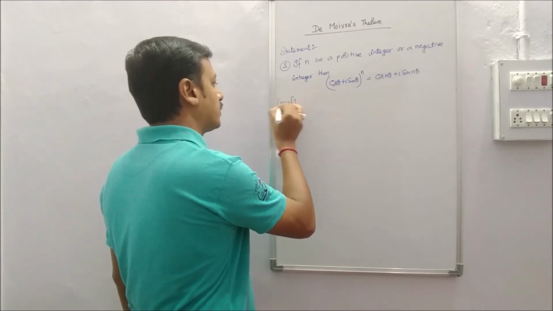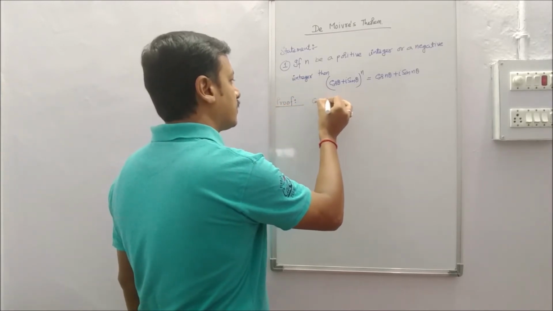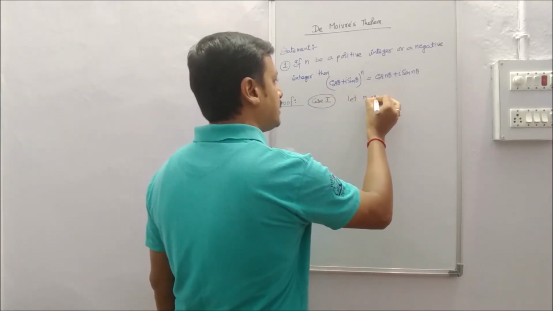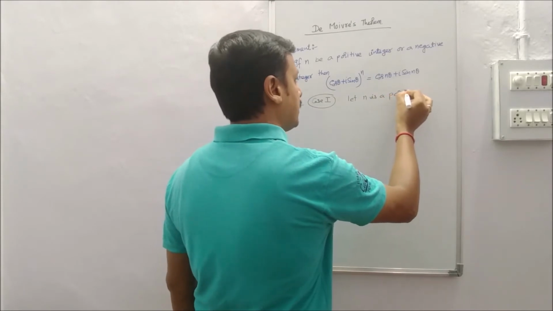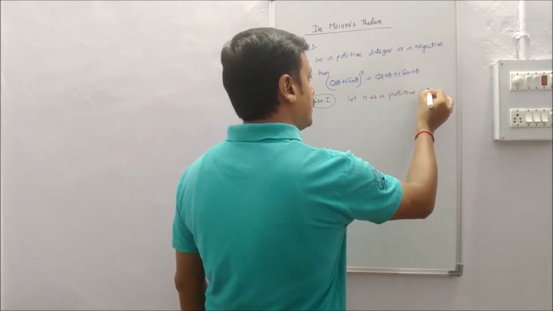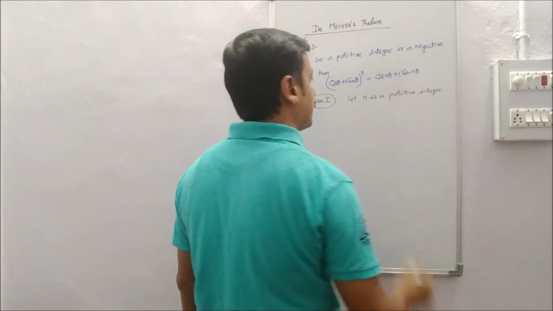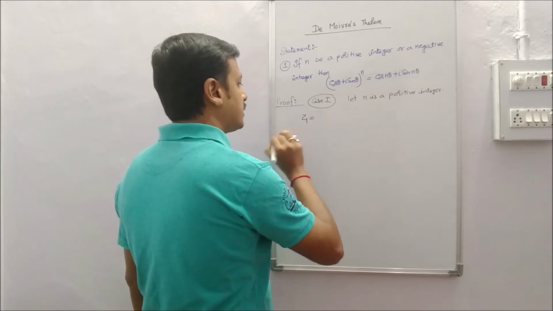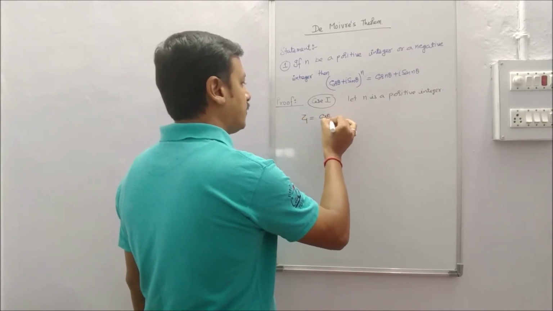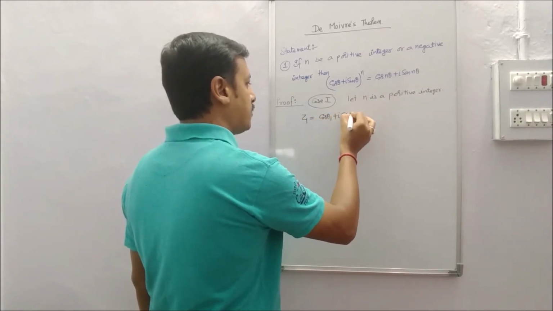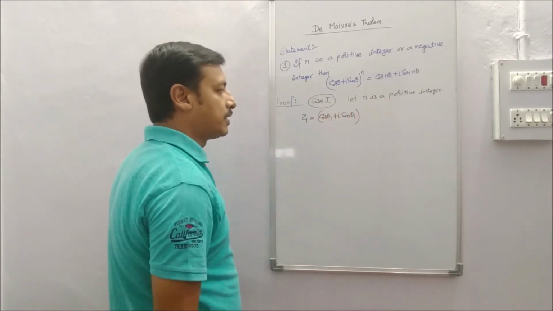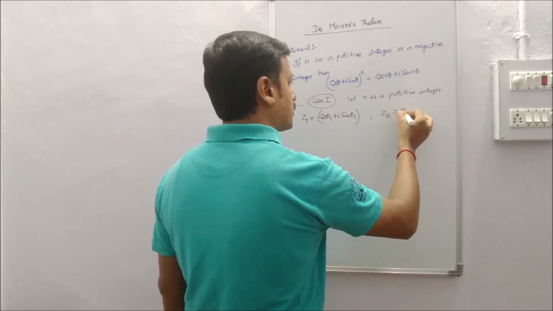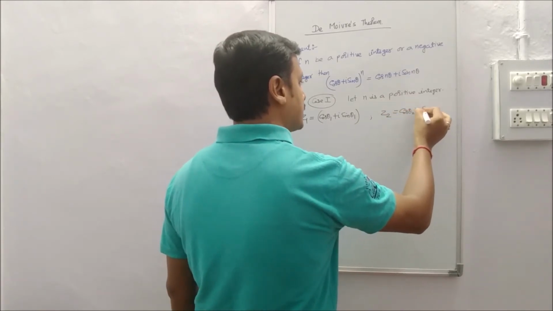Proof. Case 1. Let n be a positive integer. The first complex number is cos theta 1 plus I sin theta 1, and the second complex number is cos theta 2 plus I sin theta 2.